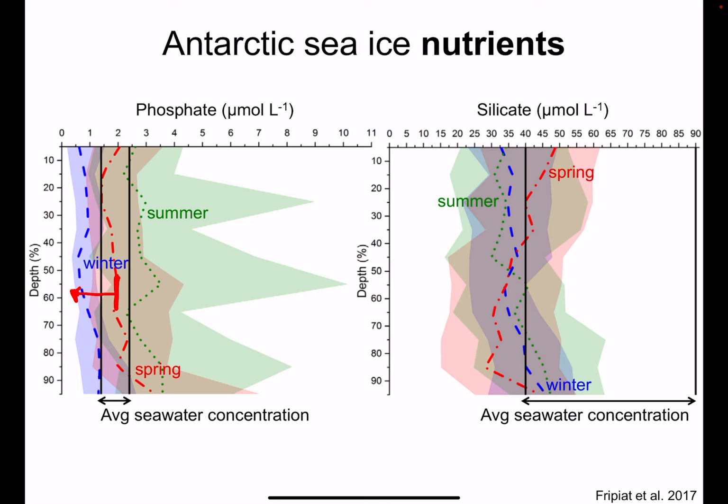Silicate seems to have a roughly seawater concentration in winter. In the spring, it's not entirely clear. Possibly it slightly accumulates, and that could be because you're getting the dissolution of silicate particles, and it gets drawn down then partly in spring and into the summer, because these ice algae are largely diatoms, so they require silicate.